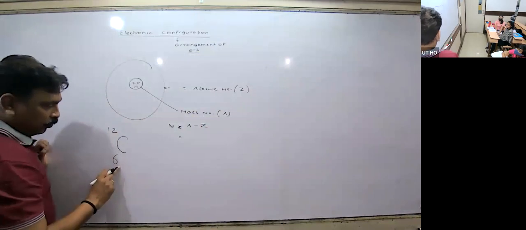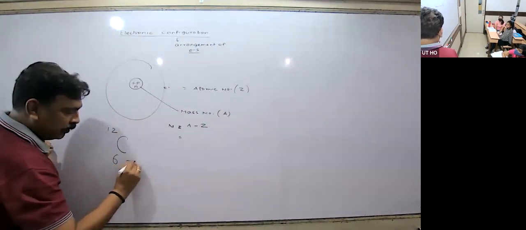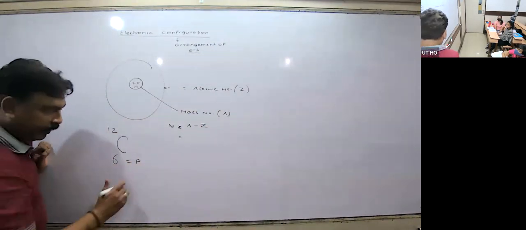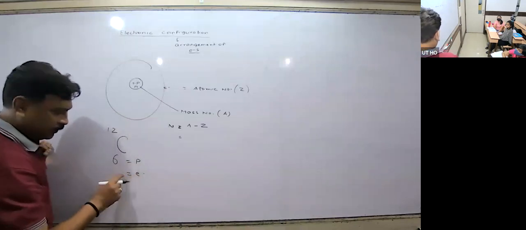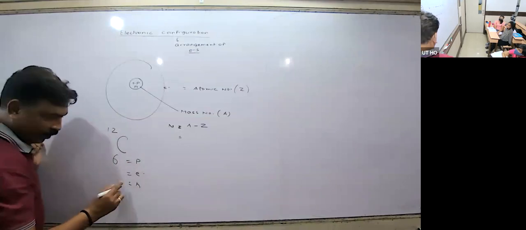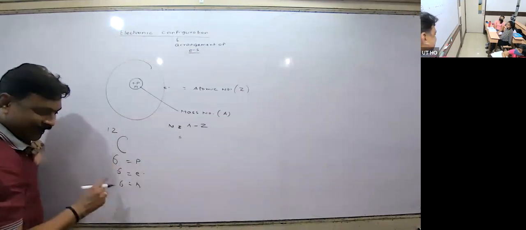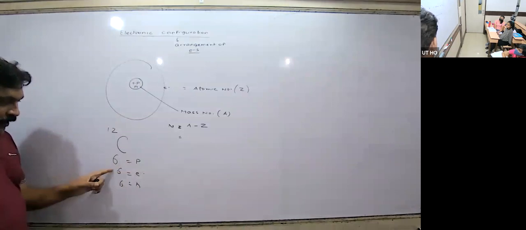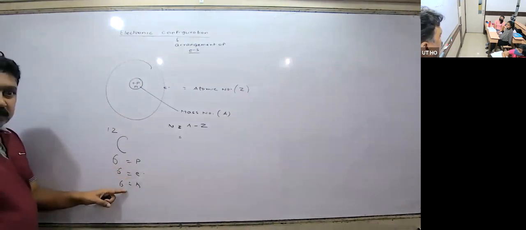So now, if someone asks, sir, how many protons are there? 6 protons. How many electrons are there? 6. How many neutrons are there? 12 minus 6. How much is it? 6. So 6, 6, 6. Means 6 protons, 6 electrons, 6 neutrons.